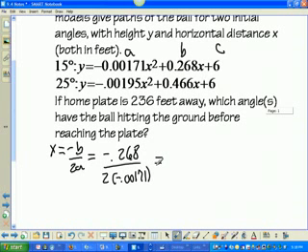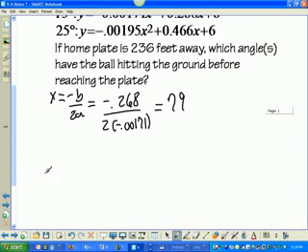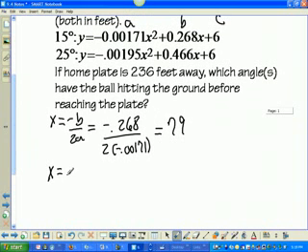So I'm going to say negative 0.268 divided by 2 times negative 0.00171. And so this is about 79, we'll say. And now let's do the second equation.